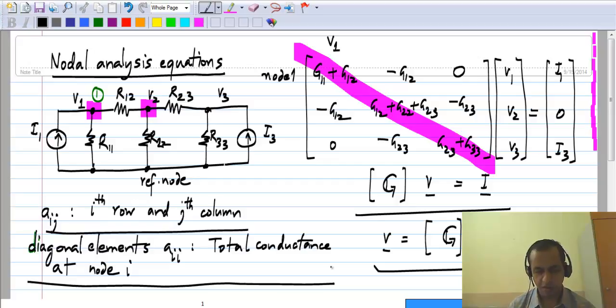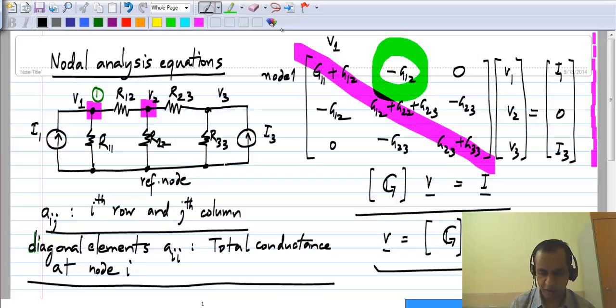Now if you look at the off diagonal elements, this is element A12. Okay, so if you look at element A12, what is that? We have node 1 over here and node 2 over there.